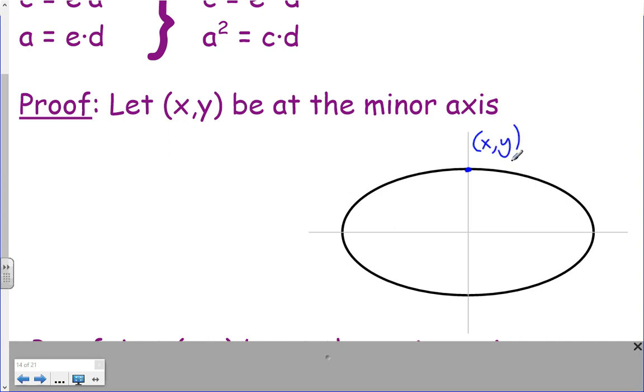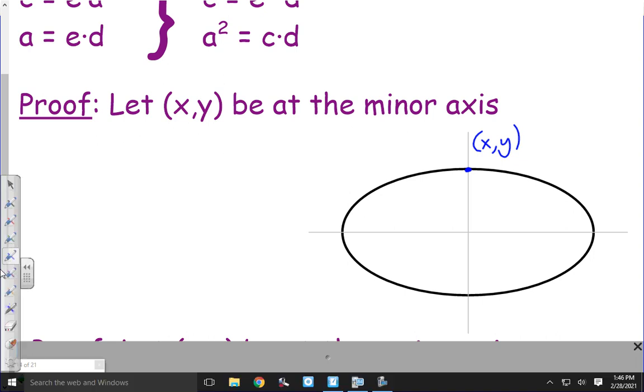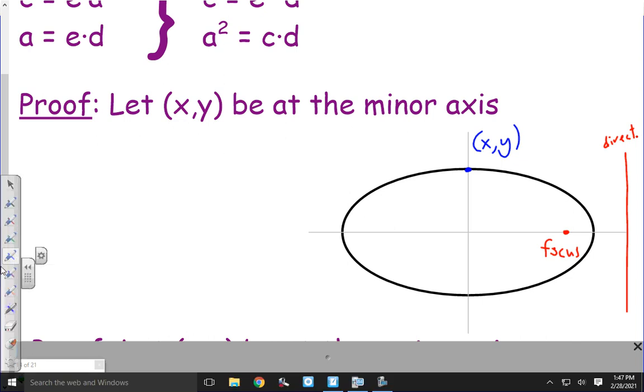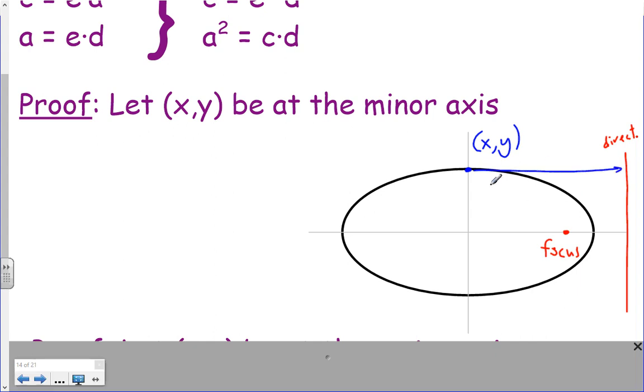So this point xy. And then let's measure a couple of distances here. Actually, let's mark a few things here first. Let's mark where our focus is at. We'll call this our focus. And let's mark a directrix in here. So we'll say the directrix is right here. So our directrix. And then we can measure a couple of distances here from that point to our directrix. That's the distance D1. That's how we name that.